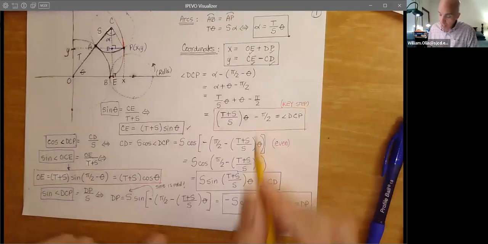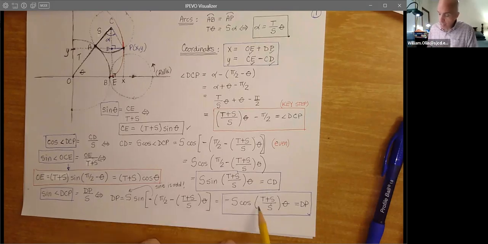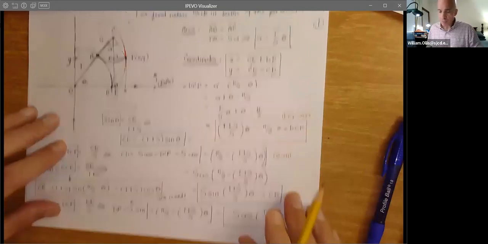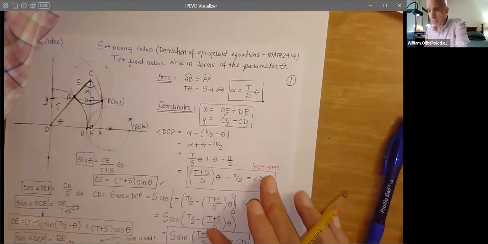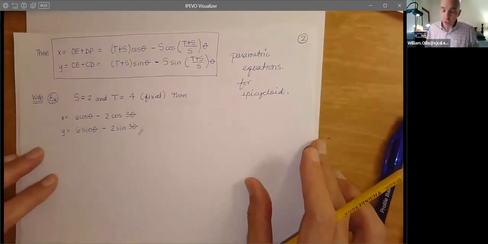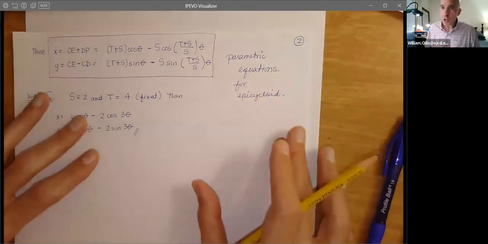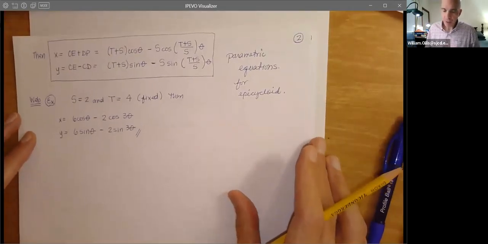Now you see why I saved this for last. This is complicated, but now you're ready for it because we've been talking about parametric. This is pre-cal, this is trigonometry, but very focused. Now what you see is that DP is the negative of S times the cosine of this guy flipped around, that is T plus S over S times theta. So that's DP.